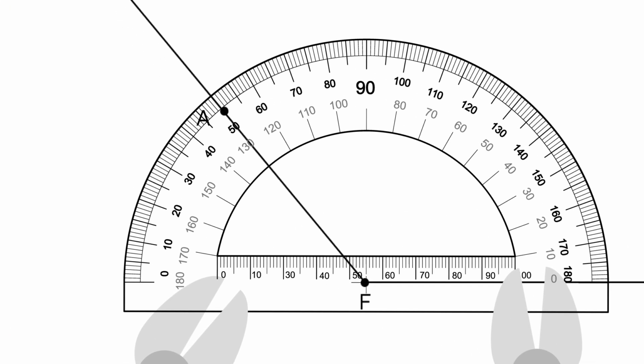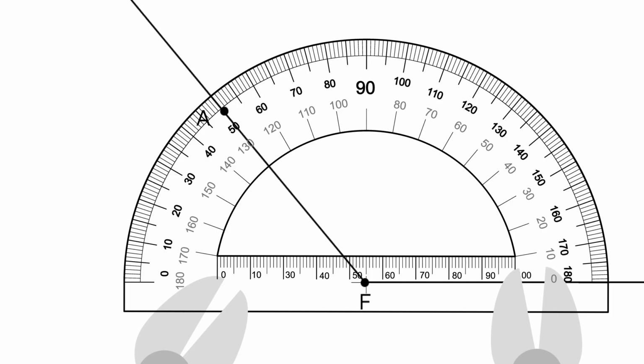What do we know about obtuse angles that can help us decide whether 50 degrees or 130 degrees makes the most sense as the measurement? Well, we know that an obtuse angle should have a measurement that is greater than 90. So 130 degrees makes the most sense.